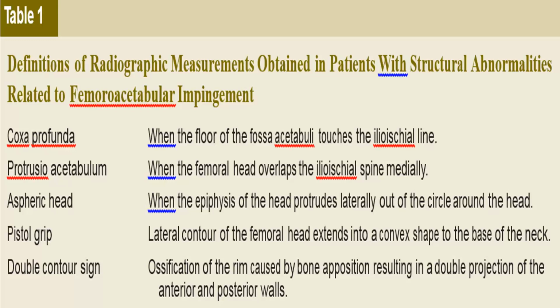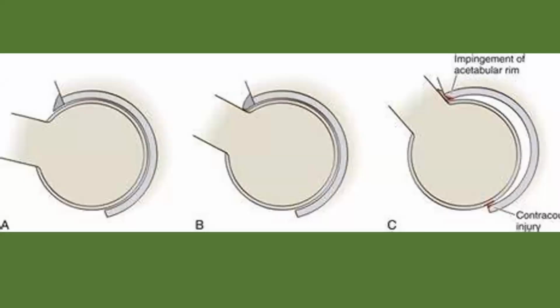This stands for the cam and the pistol grip and the double contour sign. Any irregularity in ossification with impingement can cause this. This is another view. I love this slide where it tells you about the pincer finding, the pincer. Look at the head. Look at how it is impinging.